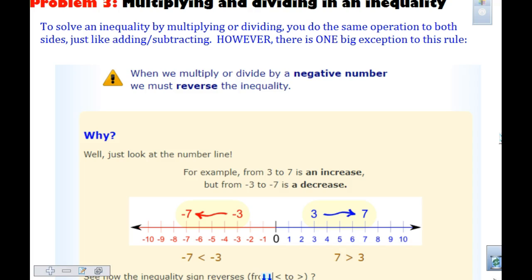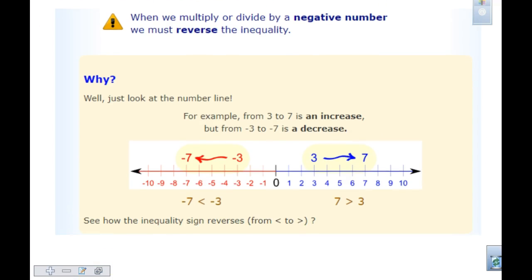Only one big exception. Warning, when you multiply by a negative, you must reverse that inequality. So it says, why is this the case? Well, we know that 3 is less than 7, or 7 is greater than 3. And if you multiply them both by a negative, they are not in the same order, and -3 is actually larger than -7. So what that means for you is you reverse it. If it's a greater than, it becomes a less than; a less or equal to becomes a greater or equal to. You're always changing that inequality. Okay, that's all that means.